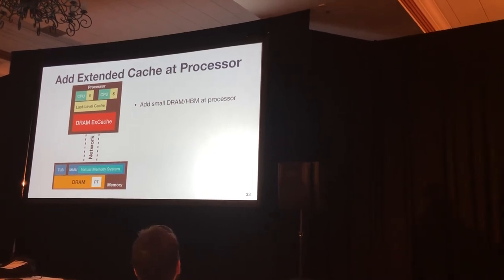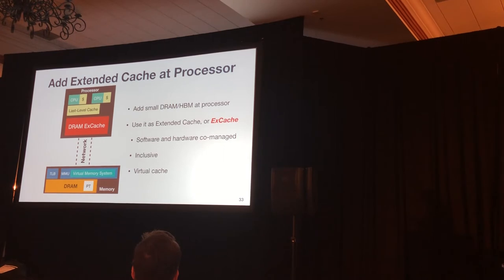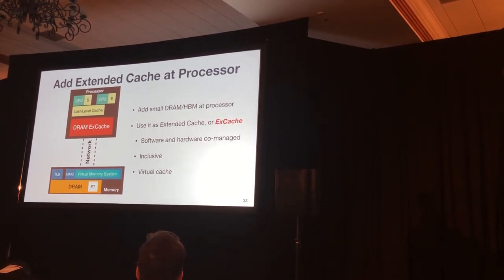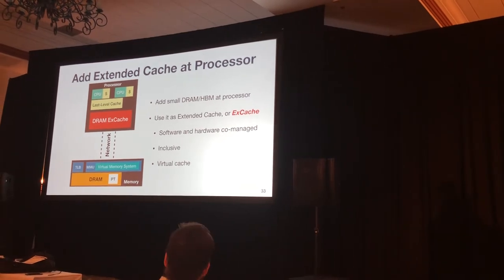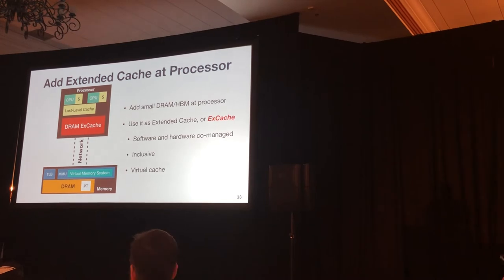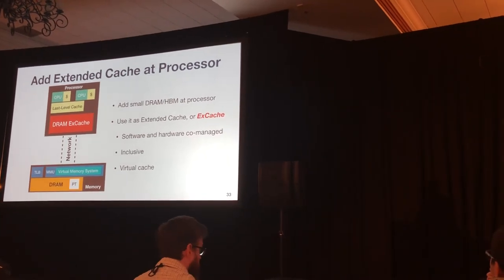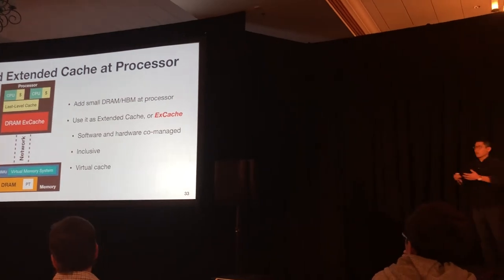But we use it differently. Instead of using it as a traditional main memory, we use it as extended cache, or ExCache. The ExCache is managed by both software and hardware, and it is also an inclusive virtual cache. So this is just one example of separating processor and memory. We also separate storage. Please check the paper for the design of it.